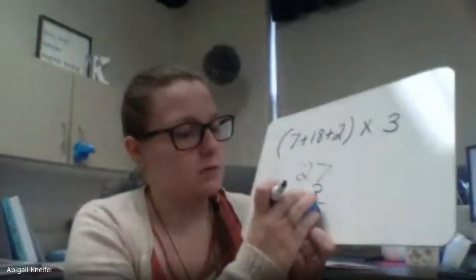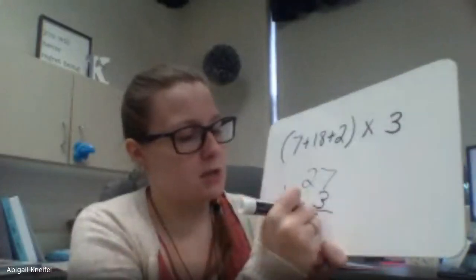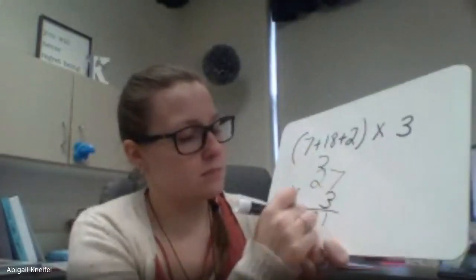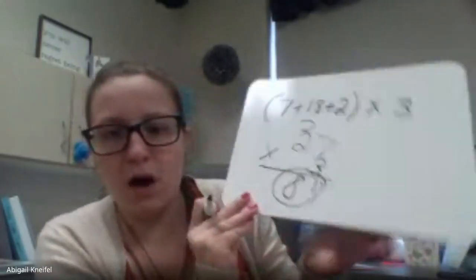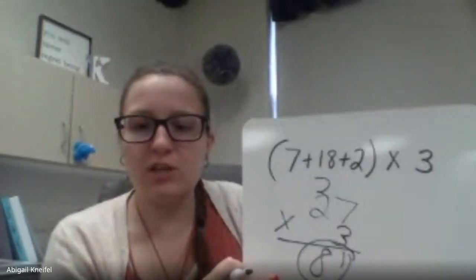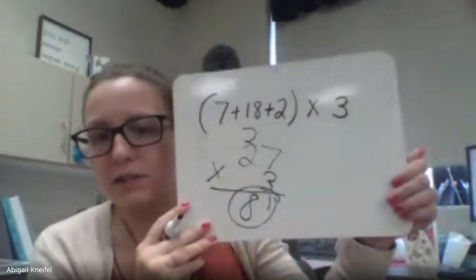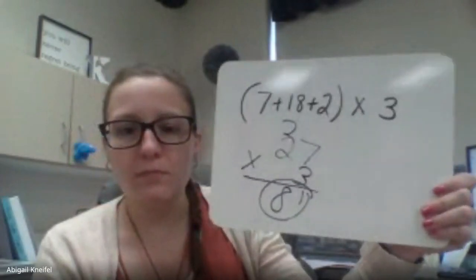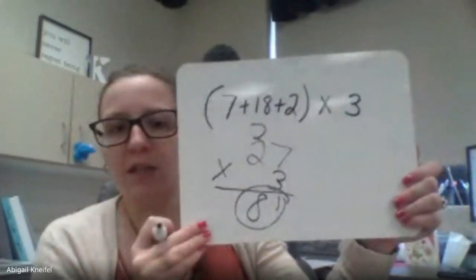All right. Oops. Don't mind Mrs. Kneifel's mistakes. I also got 81. Give me thumbs up if that's what you got. Good job, Mia. Thank you for volunteering. Good job. Remember, if you didn't get it, just find your mistake.